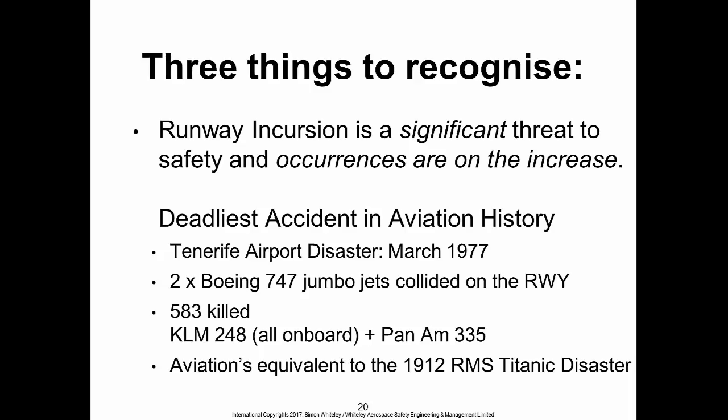You may be familiar with what's termed the deadliest aviation accident in history, and that is the Tenerife airport disaster in March 1977. This was a case of runway incursion where two Boeing 747 jumbo jets, the really big passenger jets, collided with each other on the runway, and unfortunately 583 people lost their lives. This is regarded by a lot of aviation commentators as being the aviation industry's equivalent to the 1912 Titanic disaster, where a large passenger ship hit an iceberg.